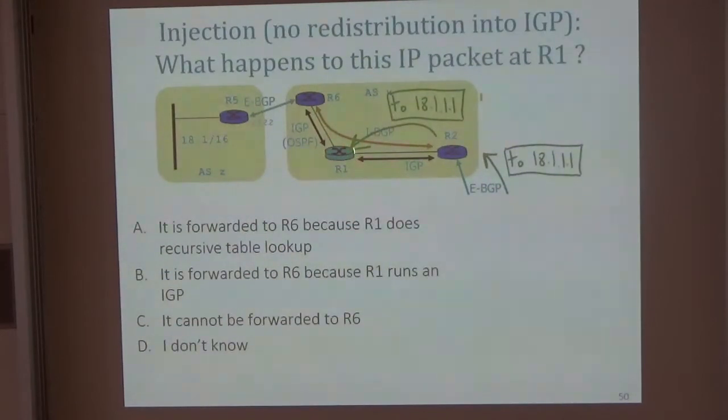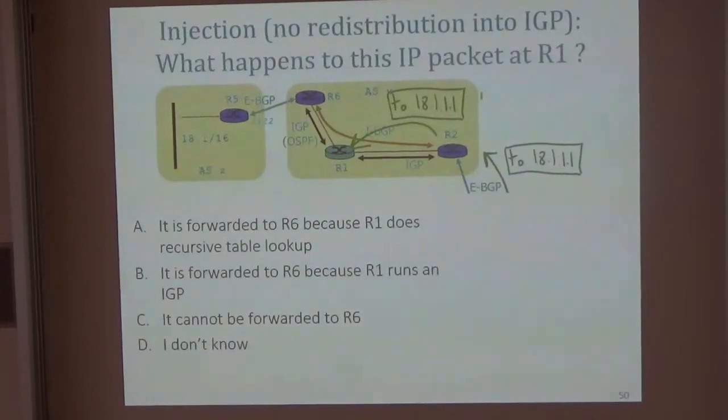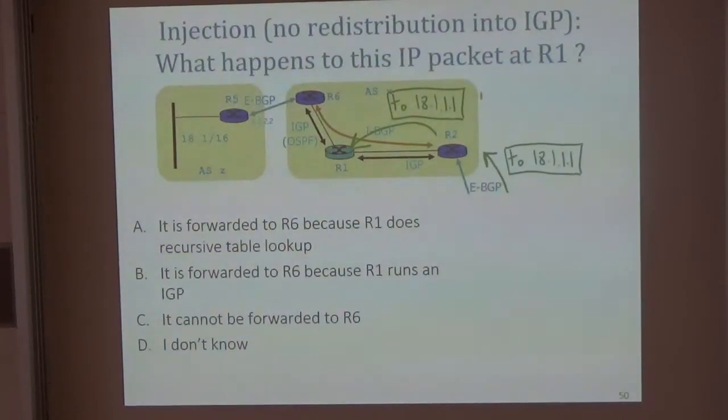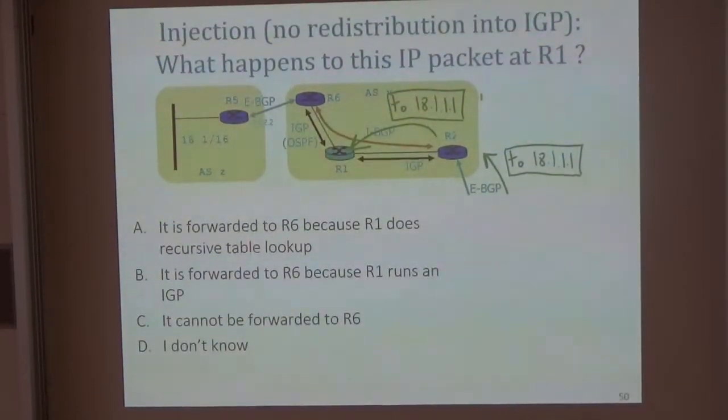Because here R1 is running only the interior routing protocol. So R1 is not running BGP, which makes sense. R1 is in the middle of this network. Why would it run BGP? But because it doesn't run BGP and we do no redistribution, R1 has never heard of this prefix, 18.1. There's no mechanism. It would have heard of it if we had done redistribution, and redistribution is one way to do it, but we've seen it has a high cost.